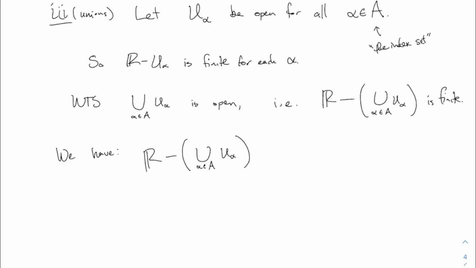I'm going to take this complement of a union. It turns into an intersection of the complements. So this becomes the big intersection over all alpha in A of R minus U alpha. All right? And each of those is finite. All right? This is finite.